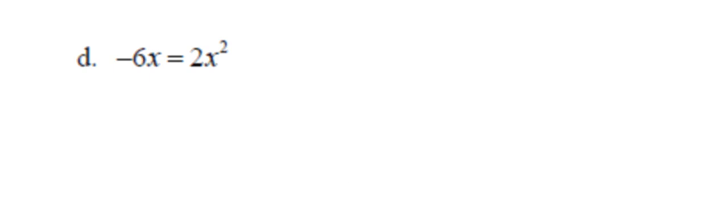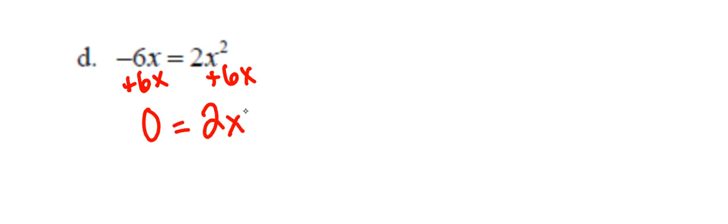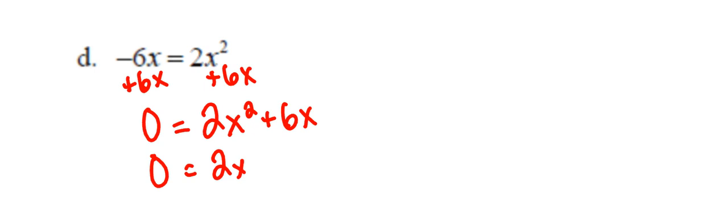All right, this one again, it's not set equal to 0, so I'm going to add 6x to both sides. Now, it doesn't matter which side is equal to 0. So we've seen that already in a couple of the examples. But this time, the left side is equal to 0, so I'm going to factor out a 2x out of both of these. And 2x times x plus 3.